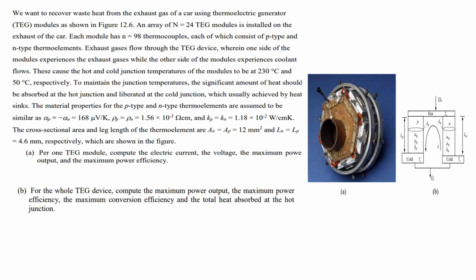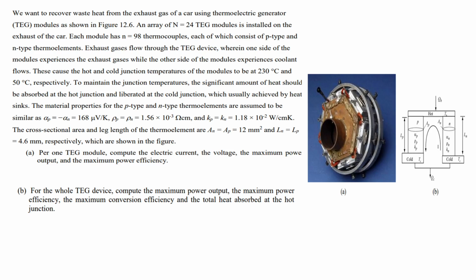The cross-sectional area of the thermoelement is 12 millimeter square, and the leg lengths LN and LP are 4.6 millimeter. Now, what you have to calculate, per 1 TEG module, is the electric current, the voltage, the maximum power output, and the maximum power efficiency.